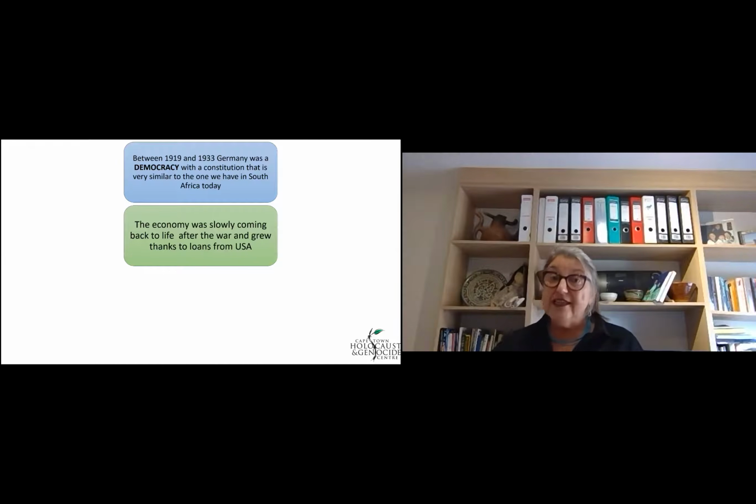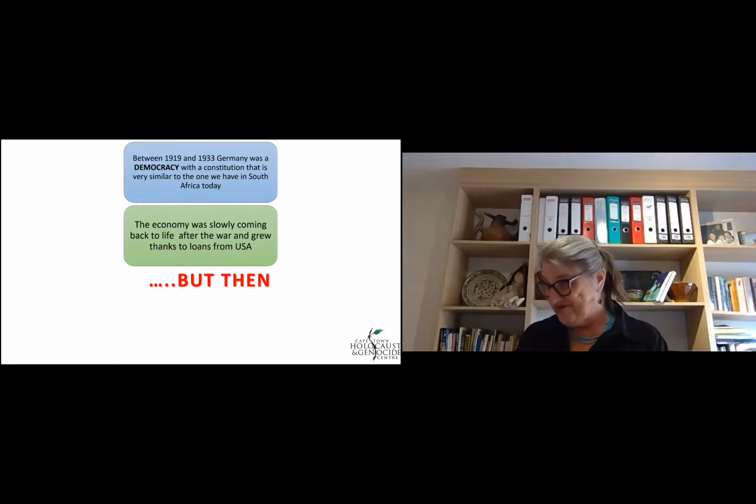The economy in Germany is slowly coming back to life. Gustav Stresemann goes to the United States. He gets loans. So the economy is building. And of course, when your economy improves, people have jobs, people have money to feed their children, and things improve in a country. But then something happens.